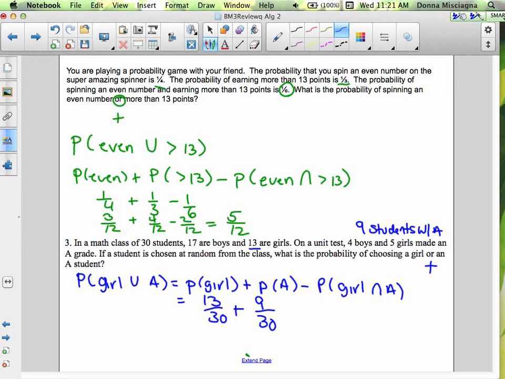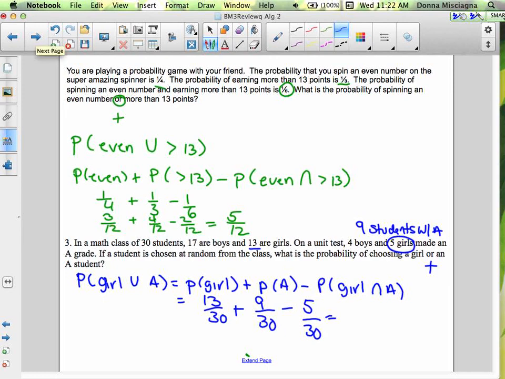But some of those A students are also girls. So these here, these 5 girls, they were counted with the girls. They were counted with the A students. So we're going to have to subtract them off because we counted them twice. We counted the 5 students in the girls. We counted the 5 students with the A's.